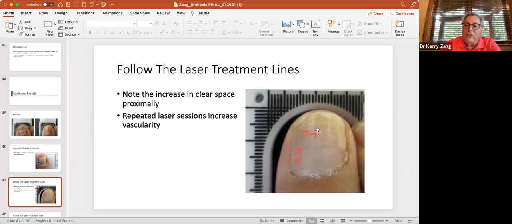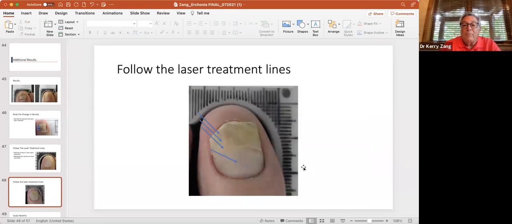So you can actually see the treatment lines with each treatment. So it definitely has a very definite physiologic effect. Again, the treatment lines. This was really quite amazing for us because we didn't expect that to happen. And to know whether you have a success or failure, it's what's happening down here as this starts to grow out normally.